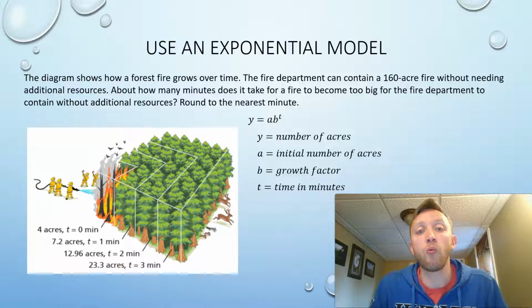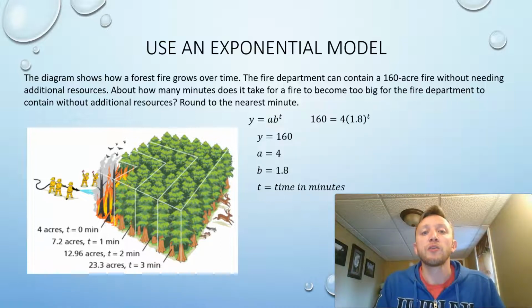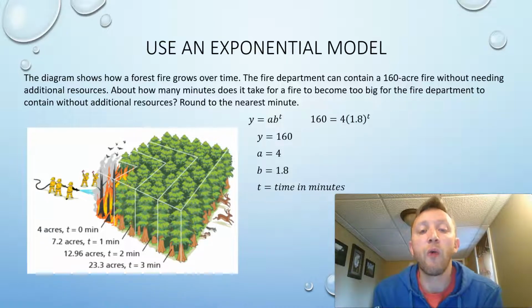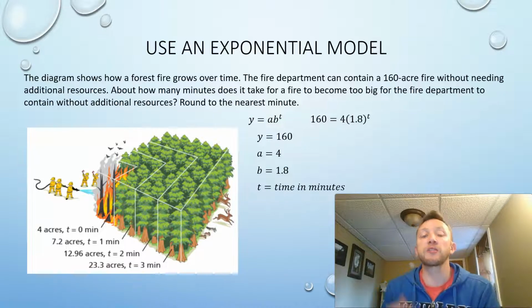So in this scenario, y would represent the total number of acres, a represents the initial amount, the initial number of acres, b would be your growth factor, and t would be your time in minutes. So let's figure out what each of those would be. So first off, our y would represent 160, because remember, that's the total number of acres.